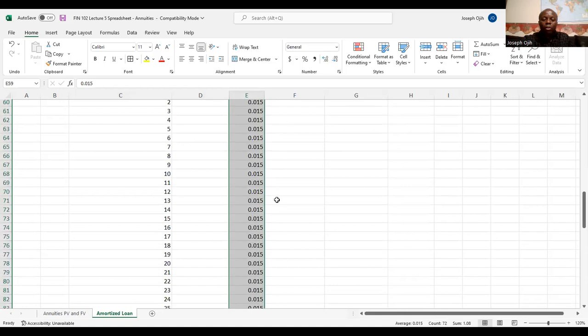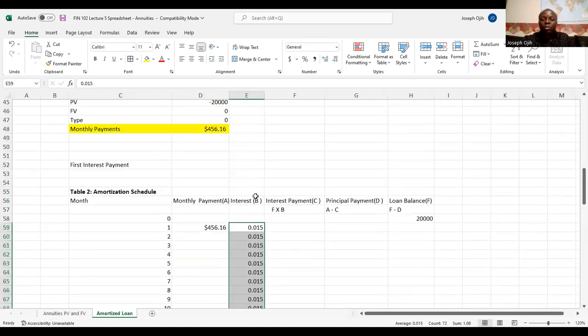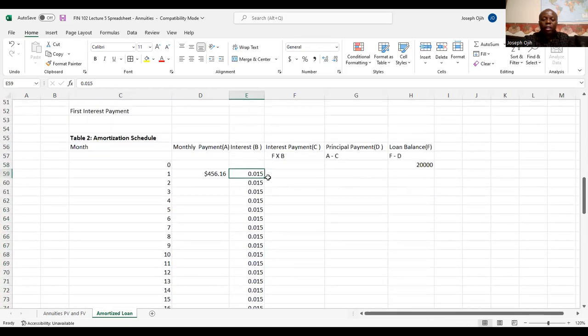See, you put in all the interest. Alternatively, you can take it to here, and when it changes, you can drag it down. It will produce the same result. Now you have the column titles: month, monthly payment, interest payment, principal payment, loan balance. This is the month you bought the car or borrowed the loan. You start making payments in the following month, which is month 1.